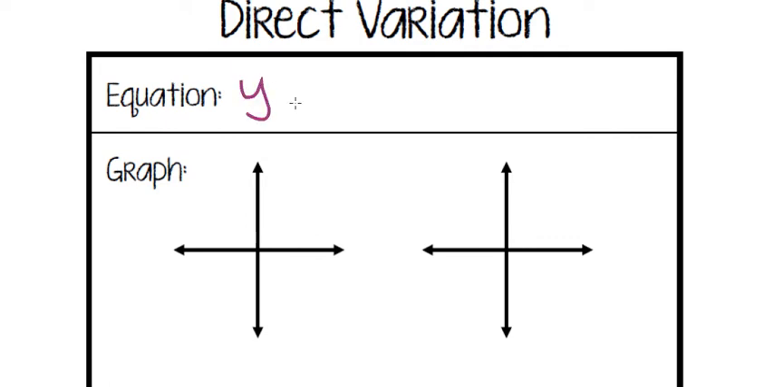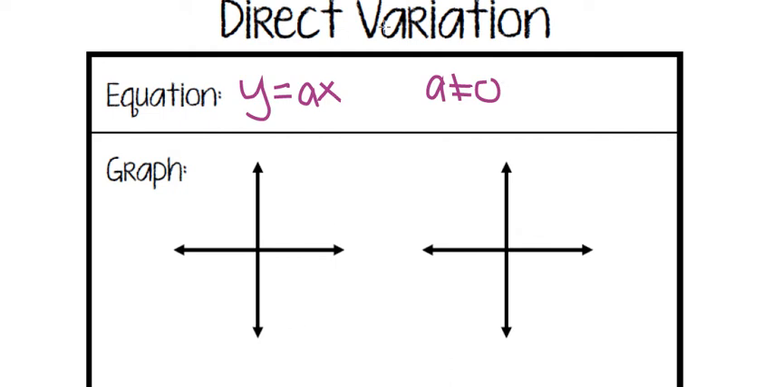So we would say y is equal to a multiplied by x. Sometimes the letter k is used there. So if you see k times x, it just means the exact same thing. And in direct variation, the only rule is that a cannot be equal to 0, because if a were equal to 0, then you would be looking at a horizontal line. So there's nothing varying at all there.